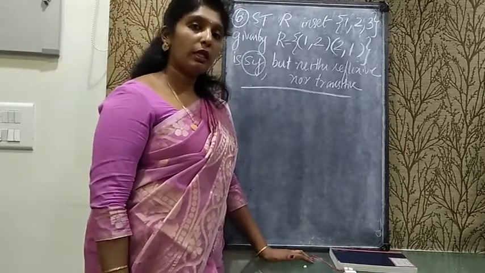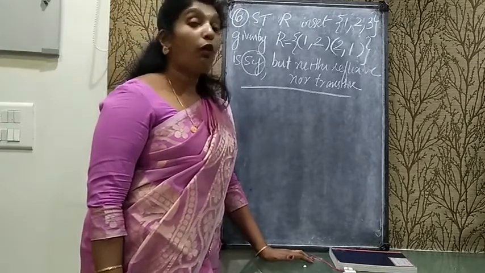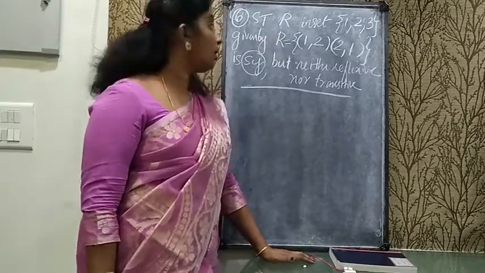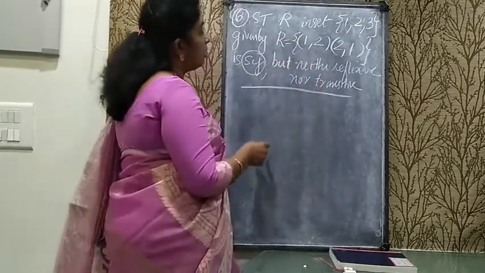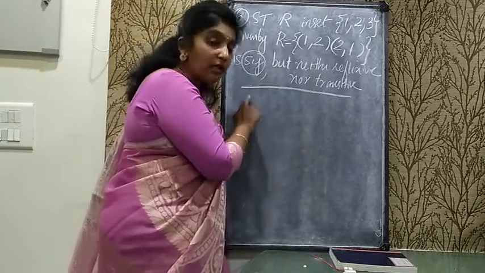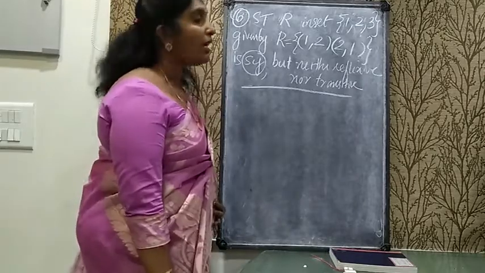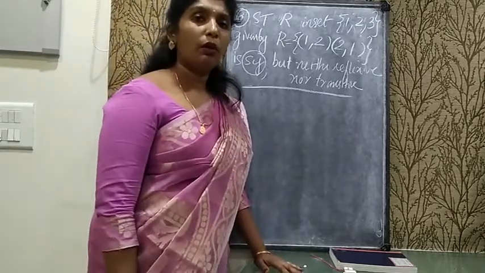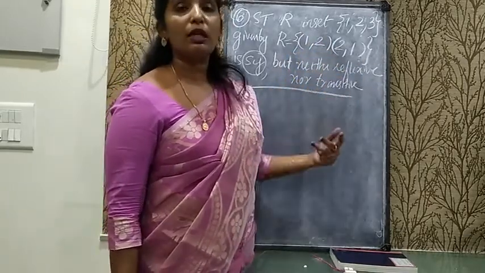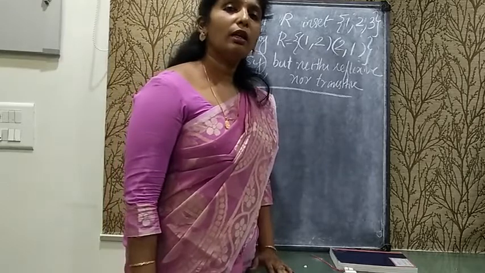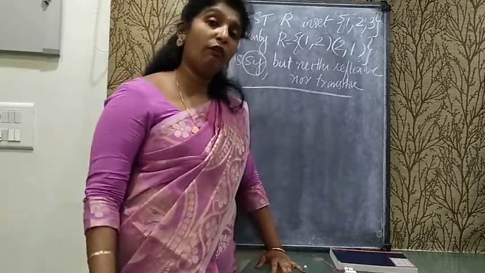Next, I am going to explain the sixth question. Show that the relation R in the set {1, 2, 3}, given by R = {(1, 2), (2, 1)}, is symmetric but neither reflexive nor transitive. You need to show that this is symmetric. By seeing the question itself you will come to know. It is symmetric, because (1, 2) belongs to the relation and (2, 1) belongs to the relation. So here it is very easy because we don't have to write the ordered pairs in the relation. They are given already.